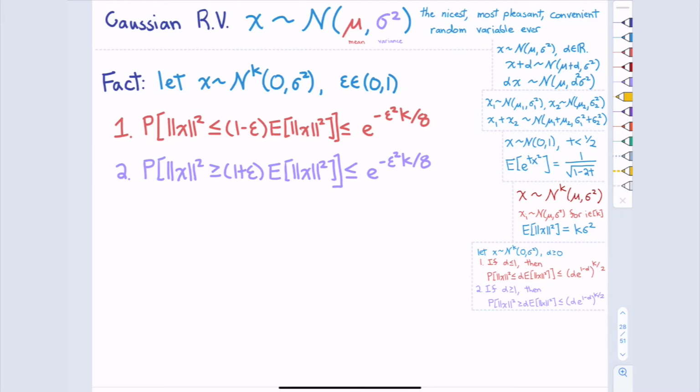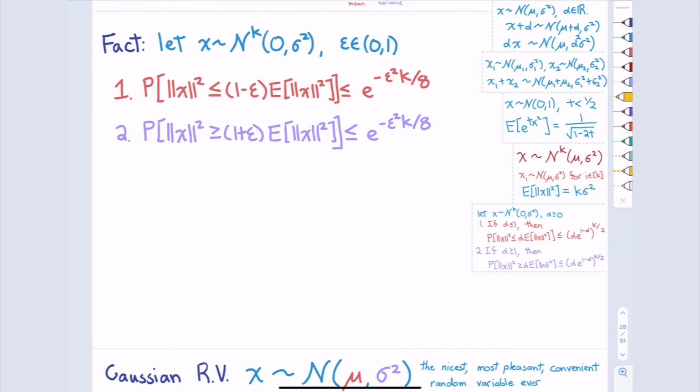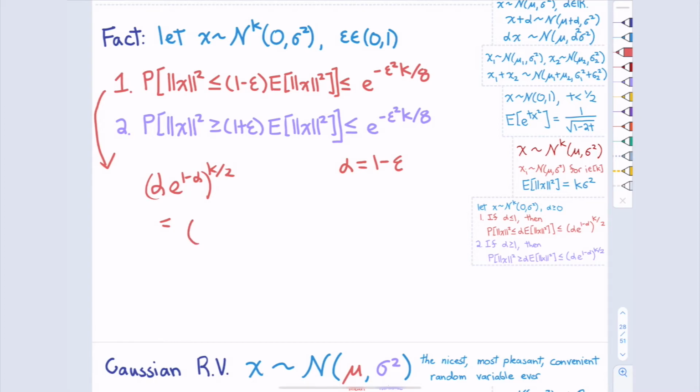And then what are the odds of being 5% bigger? Okay. So I think this is nothing more than plugging in for alpha. If we remember that before we had, let's say for number 1, alpha e to the 1 minus alpha to the k over 2. And now alpha is equal to 1 minus epsilon. Okay. So you get something like 1 minus epsilon e to the minus epsilon to the k over 2.